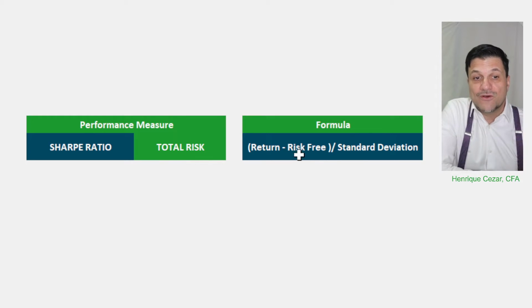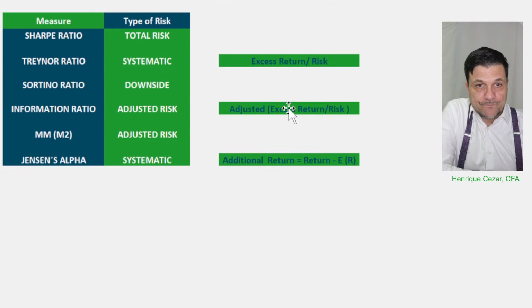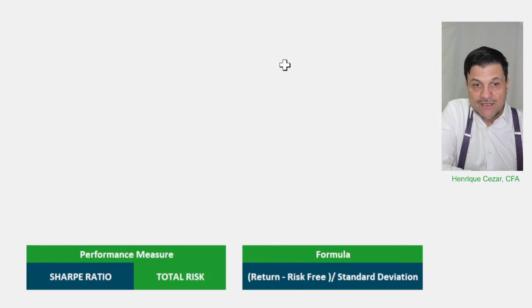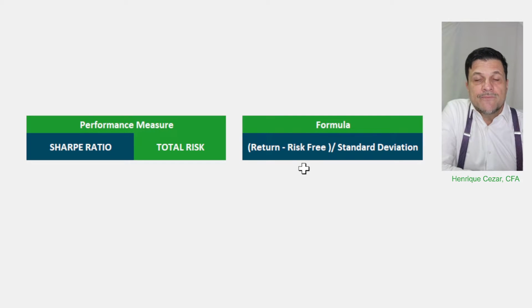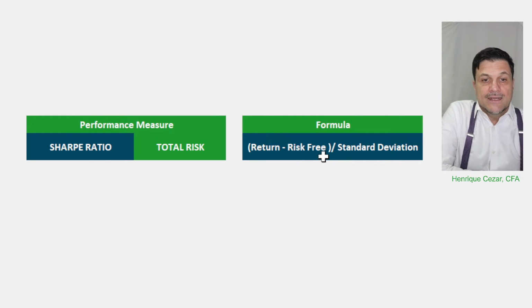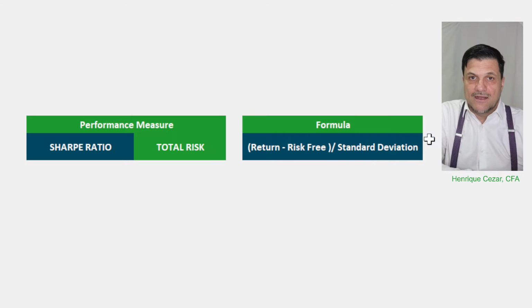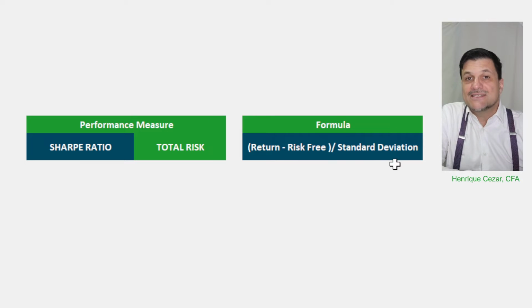Now, pay attention to the excess return measurement. It's the return that the manager made minus a benchmark, right? Remember that I said here, excess return, right? This is a generic formula. Excess return is the return minus something, minus a benchmark. The benchmark for the Sharpe ratio is the risk-free rate, okay? And the risk associated to that measure is the standard deviation, right? So return minus risk-free divided by the standard deviation.